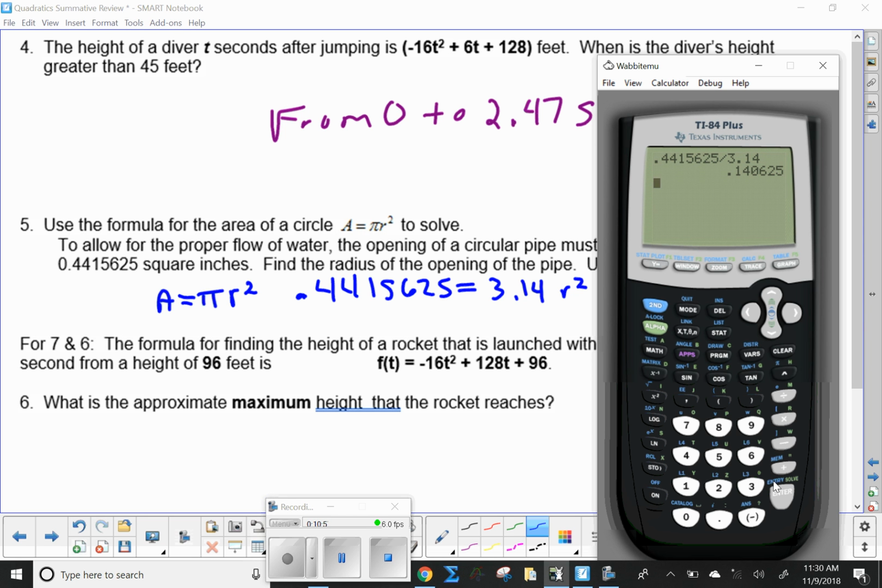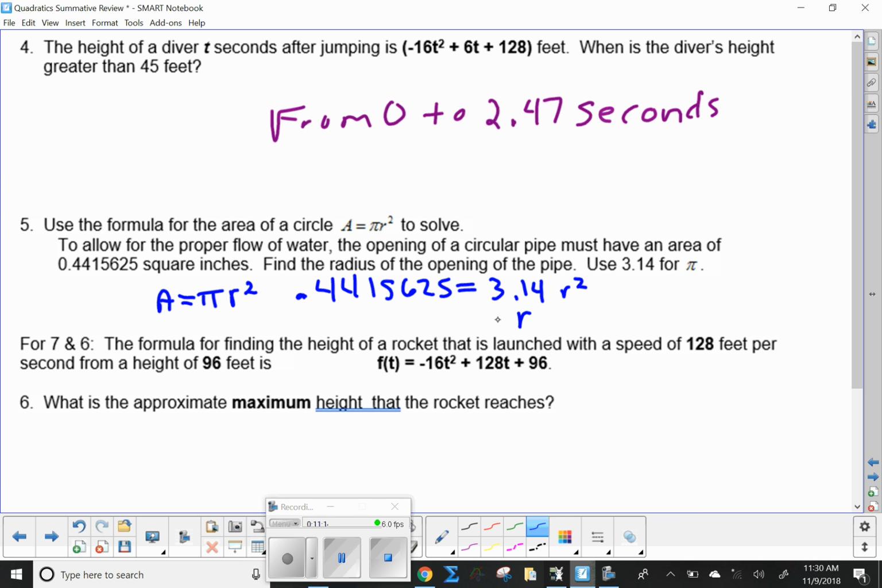But that's what r squared is. So now second, square root, and I'm going to get that answer back. So second answer, that'll pull that number in there, and I hit enter, and it's 0.375. So r is equal to 0.375 inches. That's all. It's just a straightforward area problem.